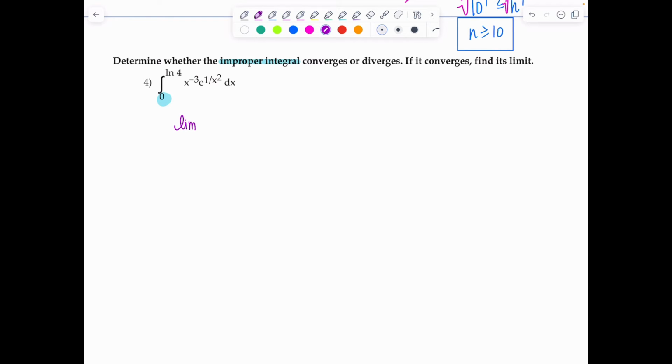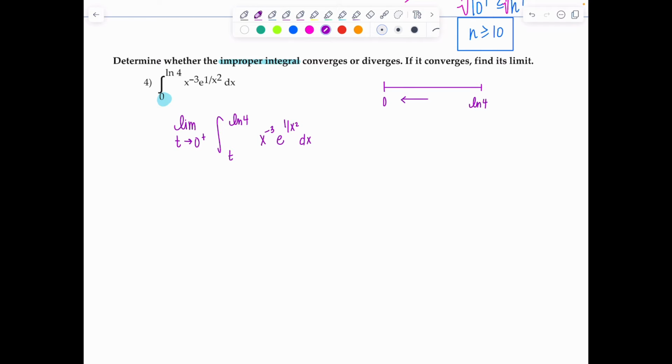Usually we'll use a dummy variable like t or a. T approaches 0. It's going to be from the right-hand side because we're approaching the lower limit. Remember, this integral goes from 0 to natural log of 4, so the only way to approach 0 is from the right. So we put a plus sign. That's important for when we take the limit later, okay? Then you go from t to natural log of 4, x to the negative third, e to the 1 over x squared dx.